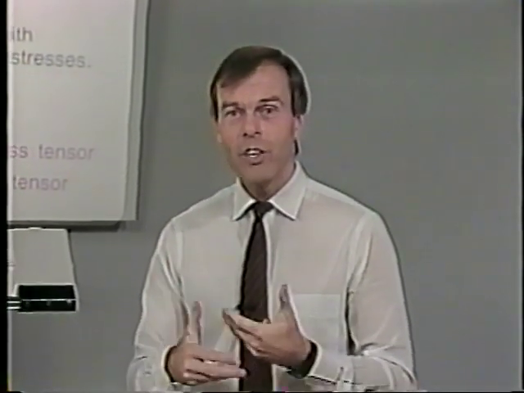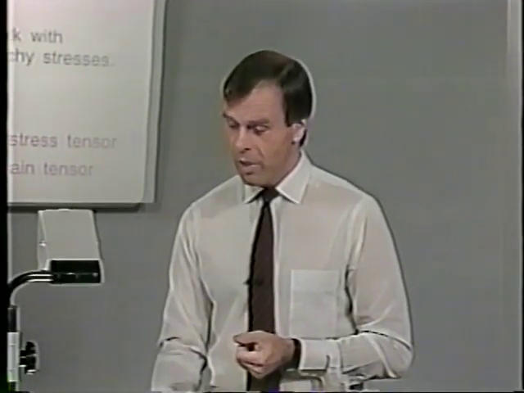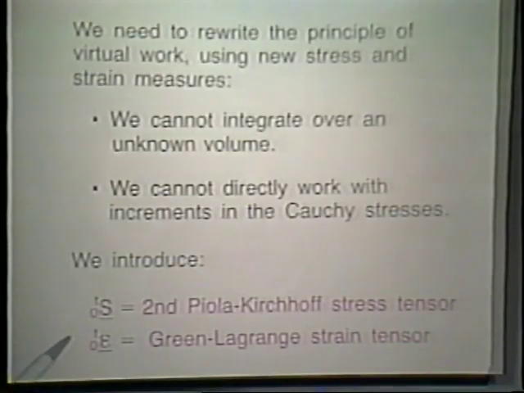So if we talk about the Cauchy stress at time t, then it's the force per unit area at time t. And the Cauchy stress at time t plus delta t is the force per unit area at time t plus delta t. Now you can't add a quantity that is referred to time t to a quantity that is referred to time t plus delta t, because the areas, the reference areas, have changed. And we have to somehow take care of that in our formulation. And for that reason, we introduce these two new quantities.